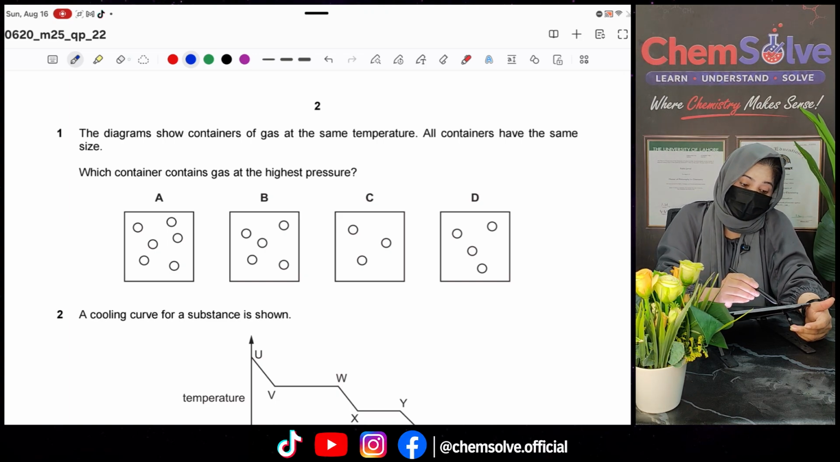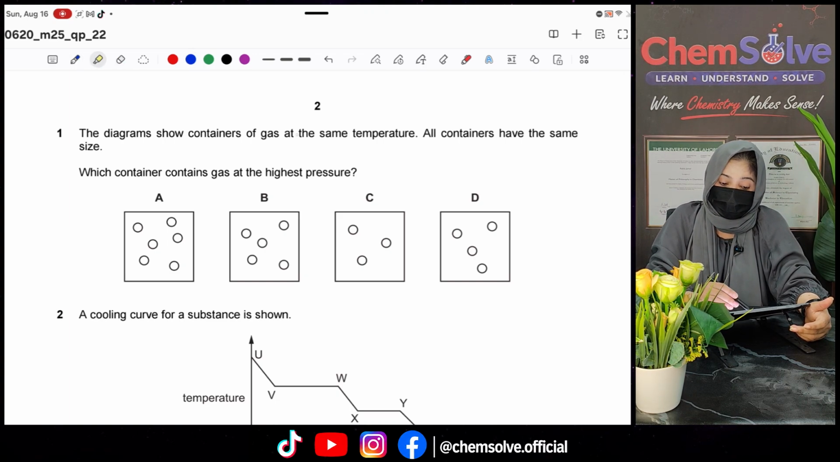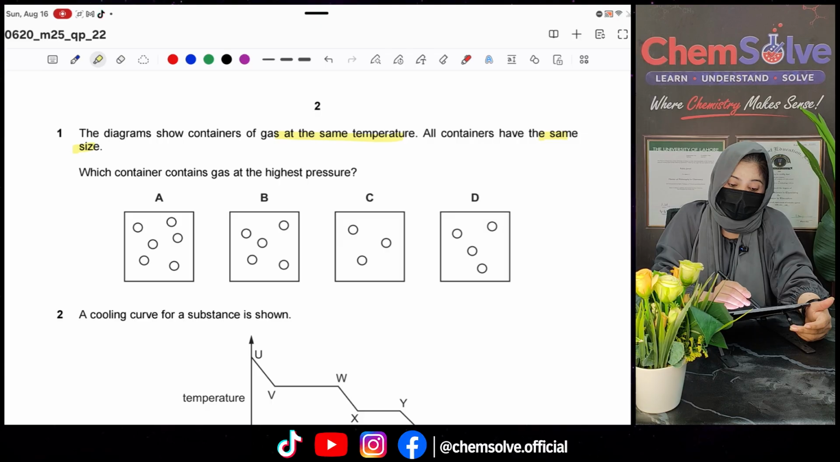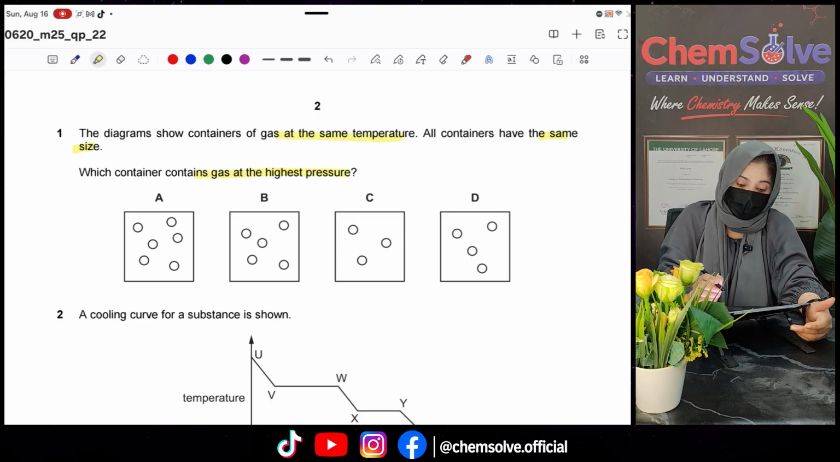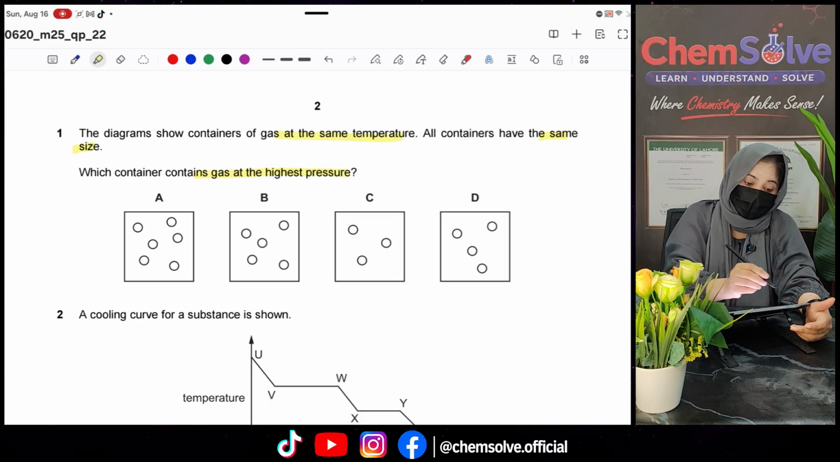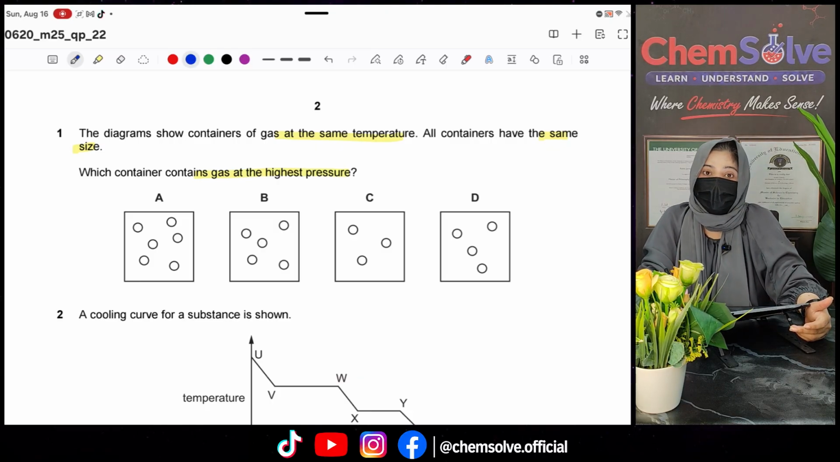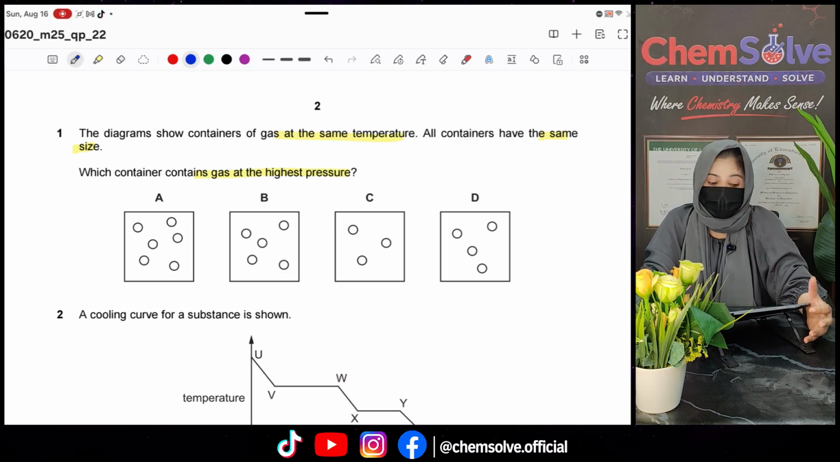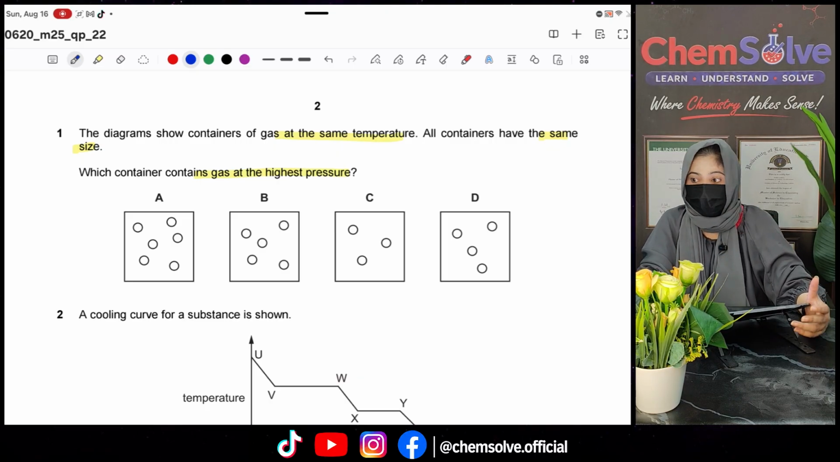The first question says the diagram shows containers of gas at the same temperature. All containers have the same size. Which container contains the gas at the highest pressure? Okay, so when the gas has the highest pressure, it means it would have the reduced volume. The particles will be compressed with each other.